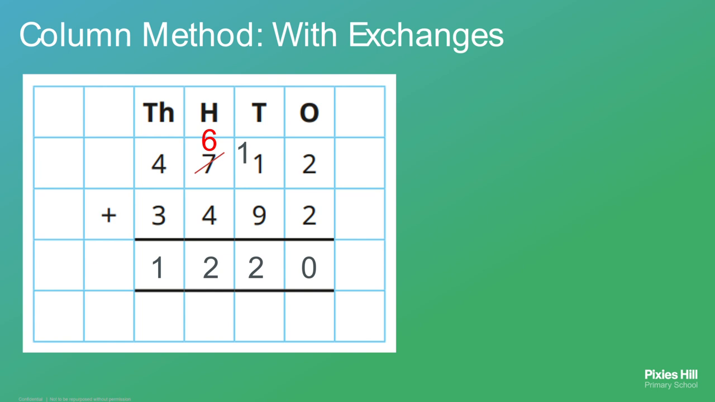Now we can do 11 subtract 9, which gives us 2. 6 subtract 4 gives us 2 in the hundreds column, and finally 4 take away 3 leaves us with 1,000 and a total of 1,220.